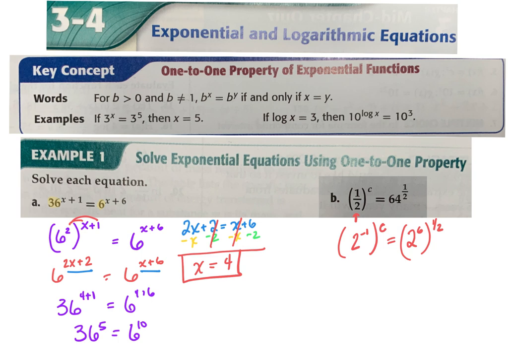And so once again, I'm going to multiply. I have 2 to the -c equals 2 to the, 6 times 1/2 is just 3. All right, so now that I have my bases the same, I can set these equal to each other. -c equals 3. Divide both sides by -1. c equals -3.